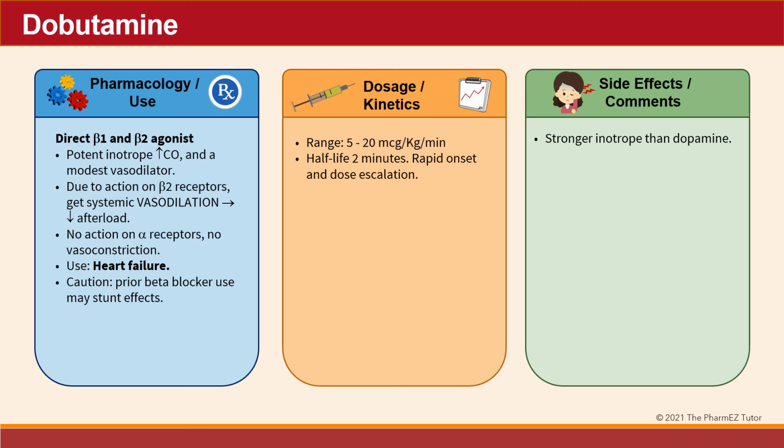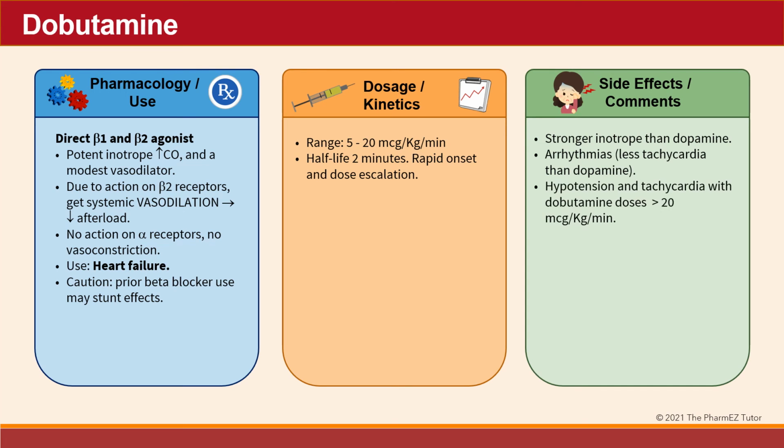Dobutamine is a stronger inotrope than dopamine is. Arrhythmias can occur, but less tachycardia occurs than with dopamine. Hypotension and tachycardia can occur with dobutamine doses greater than 20 micrograms per kilogram per minute.